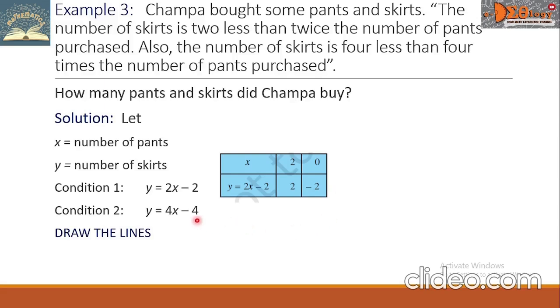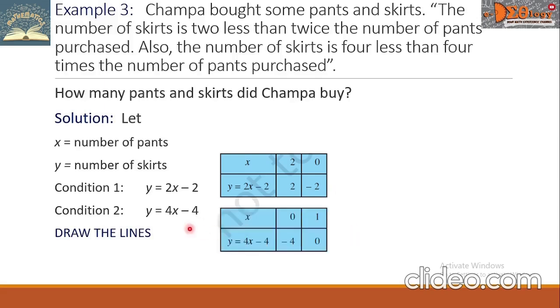What about the second equation? This is the table. Row for x, row for y. Let us assign values for x. Let's say 0. We substitute 0 to this equation, we can get the value of y as negative 4. Also, we can assign 0 for the y. We substitute 0 to the y here, and the value of x is positive 1. Therefore, the 2 points for the second equation are 0, negative 4, and 1, 0.